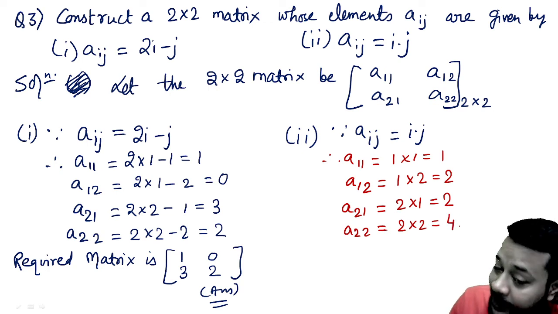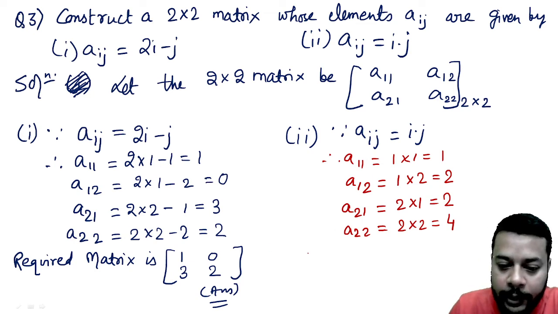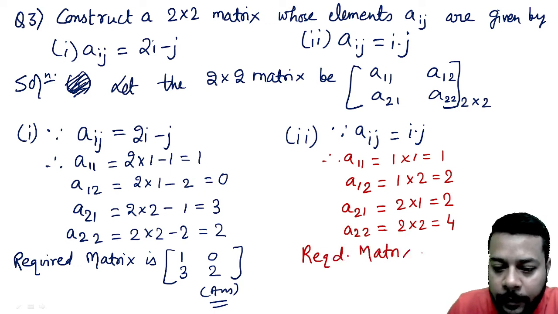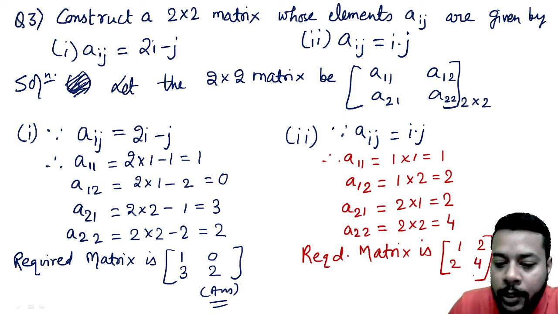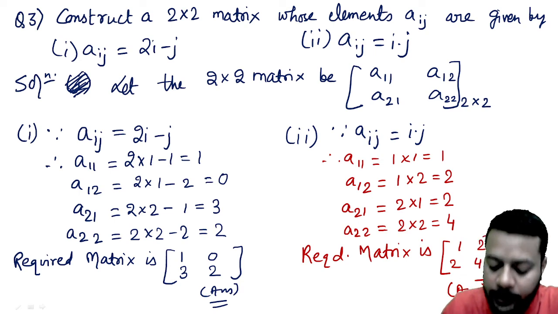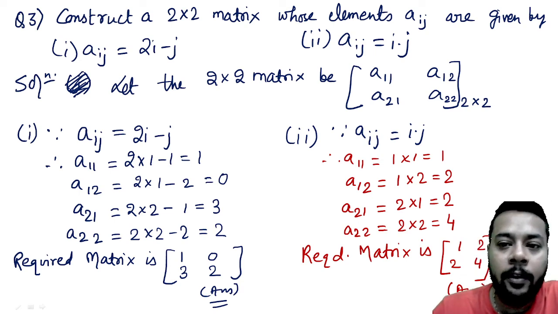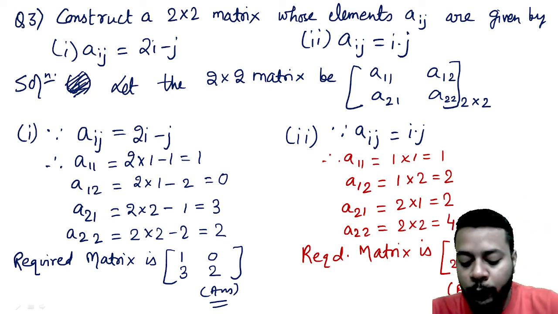So this is how we can easily find out the values of all the 4 elements. Then what will be the required matrix here in this question? Required matrix is A11 is 1, A12 is 2, A21 is 2 and A22 is 4. So this will be our answer of the second question. This is how we can do the construction of any matrix in this format. Let's move to the next question now.